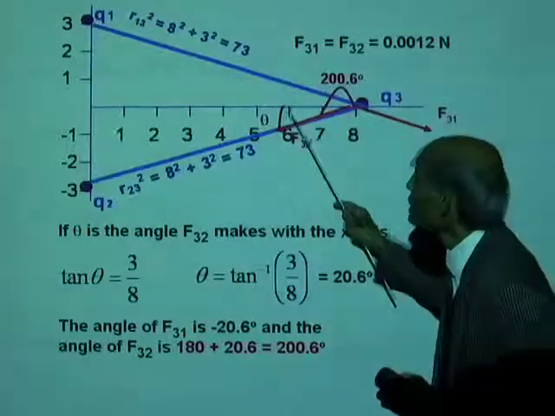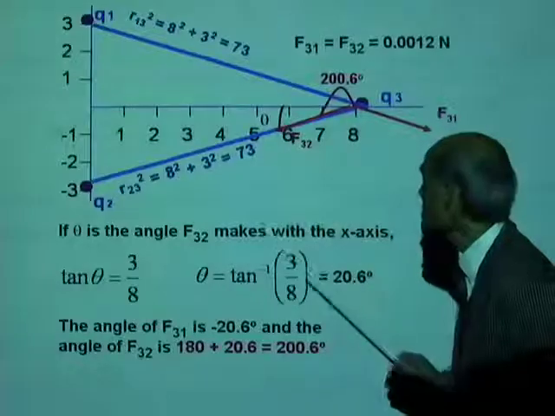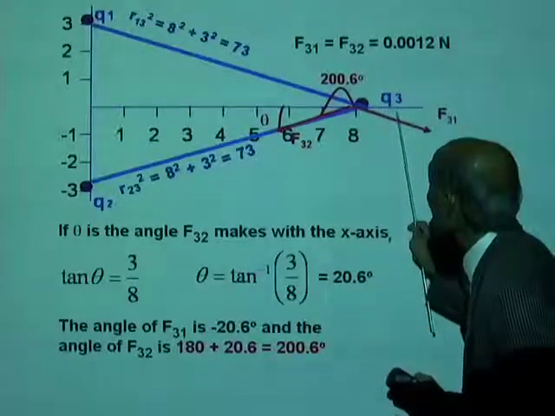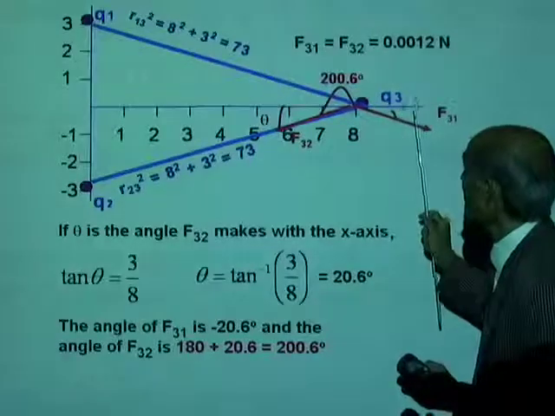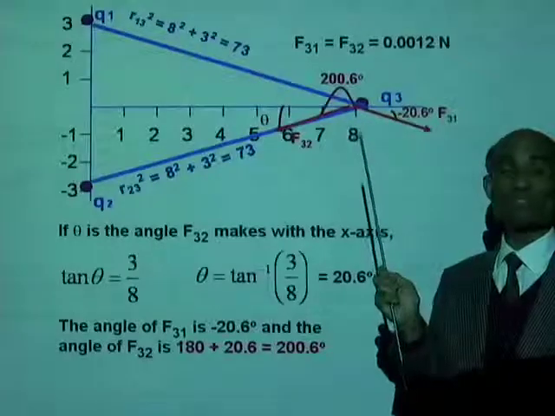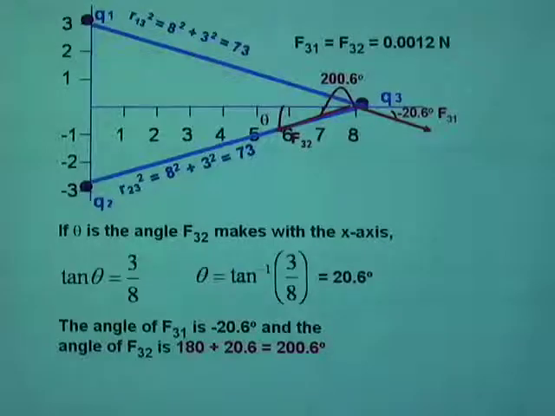Now tell me, we obtained this acute angle as 20.6 degrees. Can you therefore tell me what this angle will be? That will be negative 20.6 degrees. How do I know that? Well, watch this one here. Let me see if I can show that to you. If I produce this line, there you are, this angle will be theta.